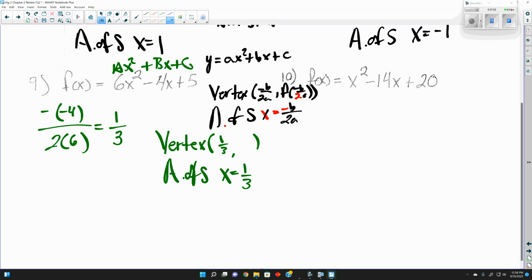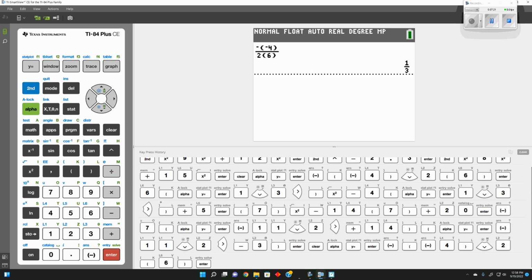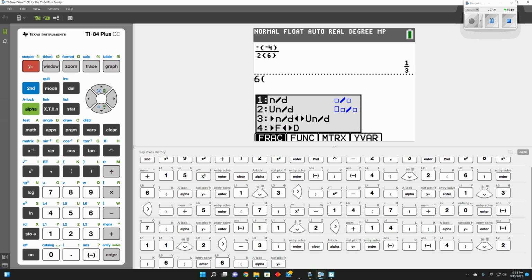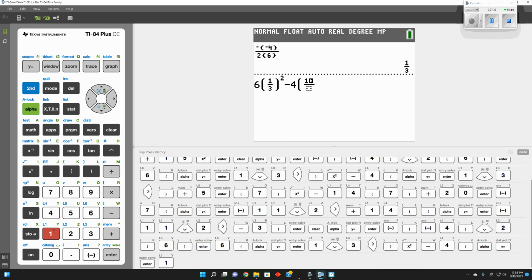Now we need to find f of negative b over 2a. Really, that's all that's saying is we take the 1/3 and plug it back in. So 6 times 1/3 squared, minus 4 times 1/3 plus 5. We're just plugging it in. And we can plug this into a calculator: 6 times (1 over 3) squared minus 4 times 1/3 plus 5. That gives 13 over 3.